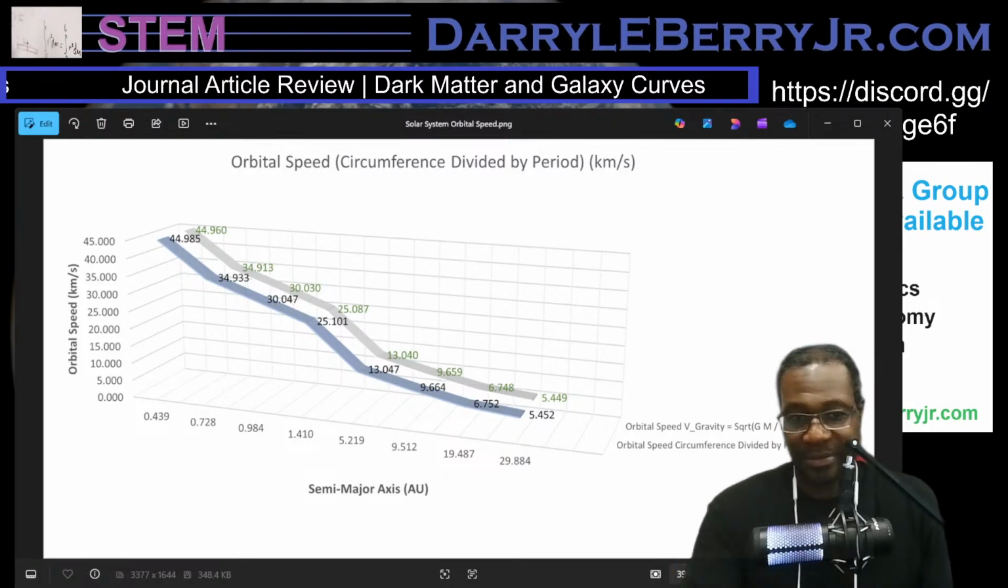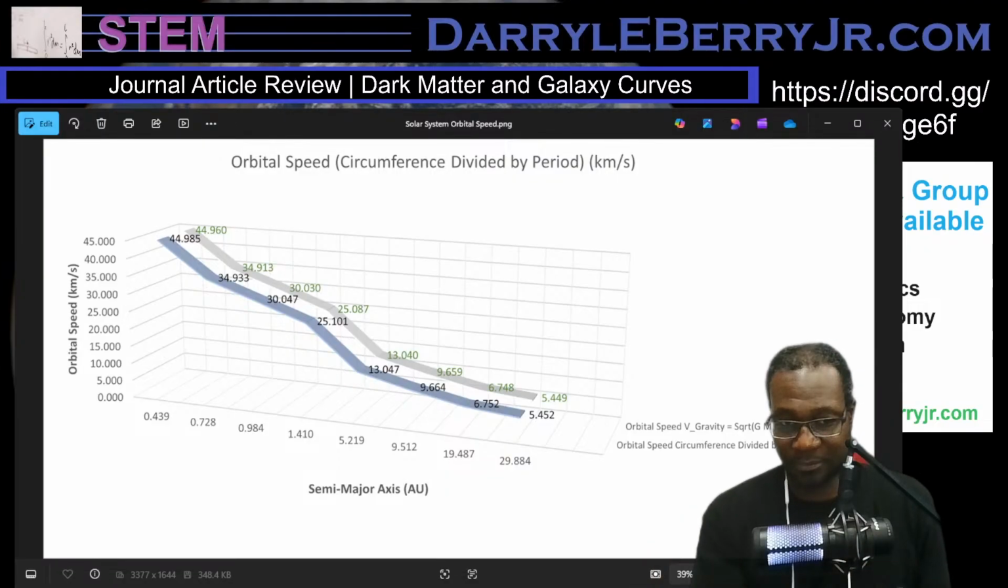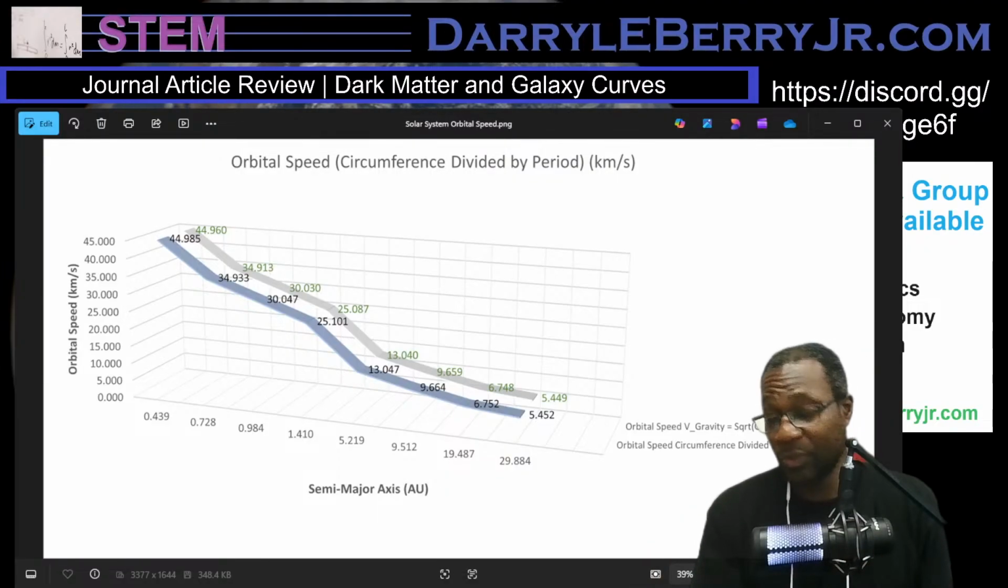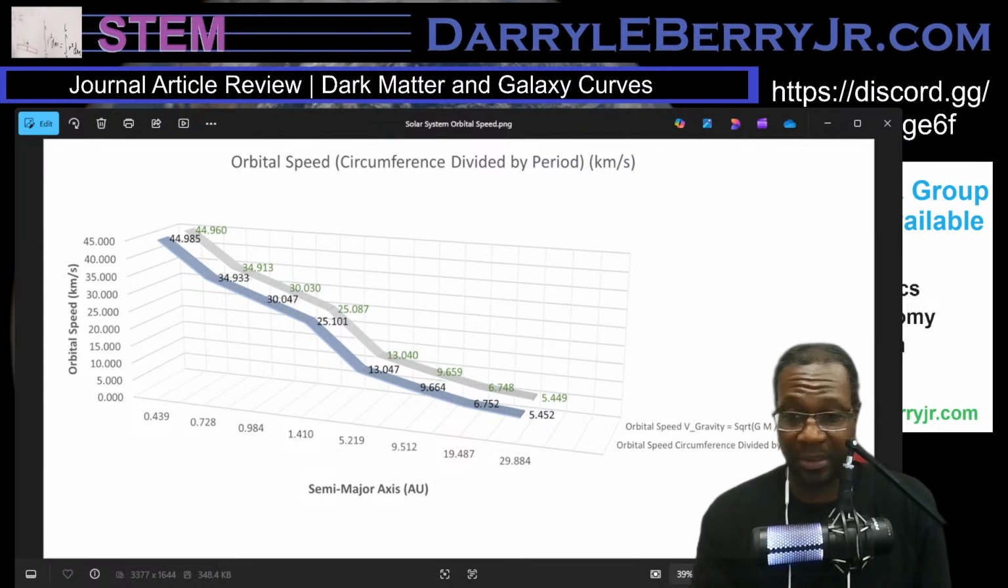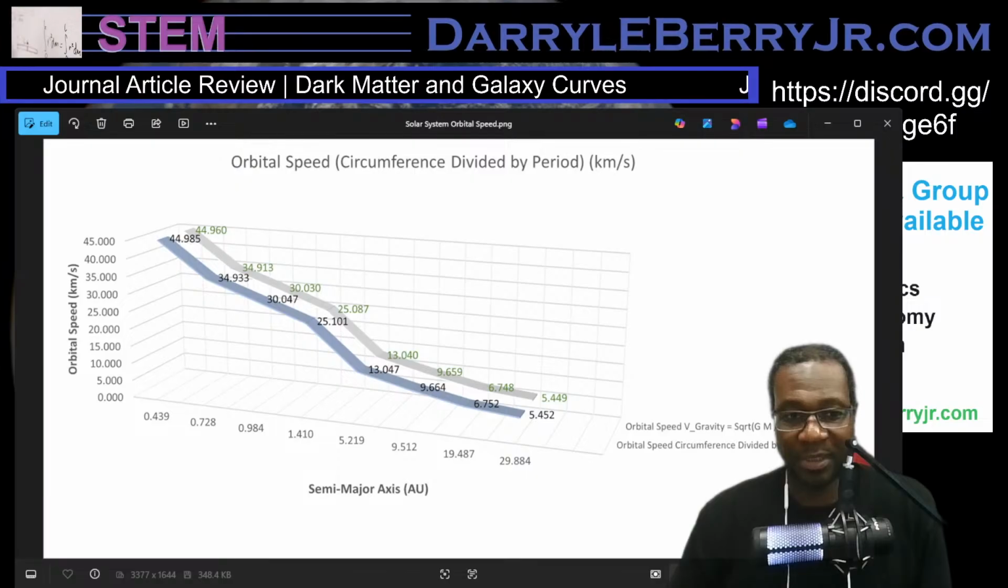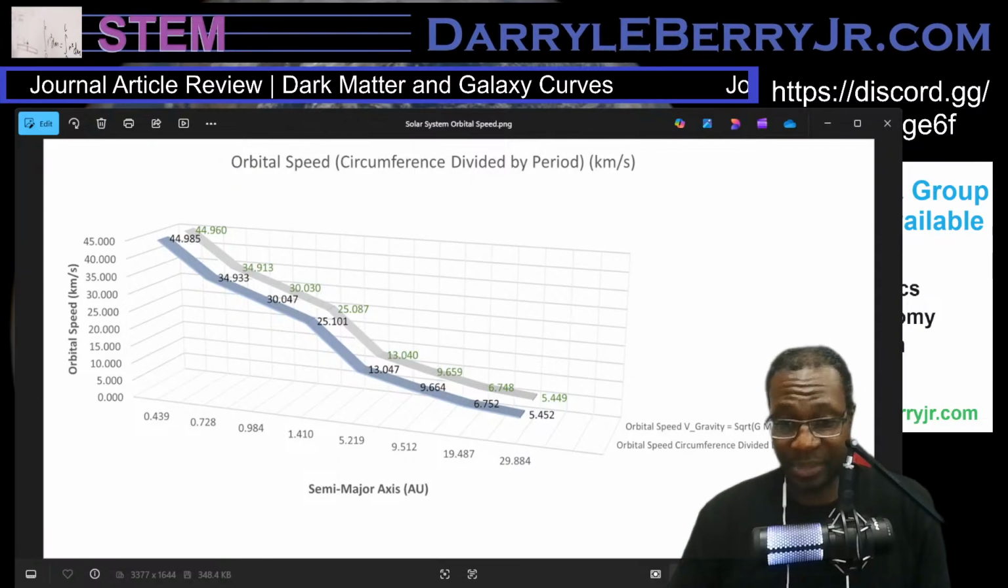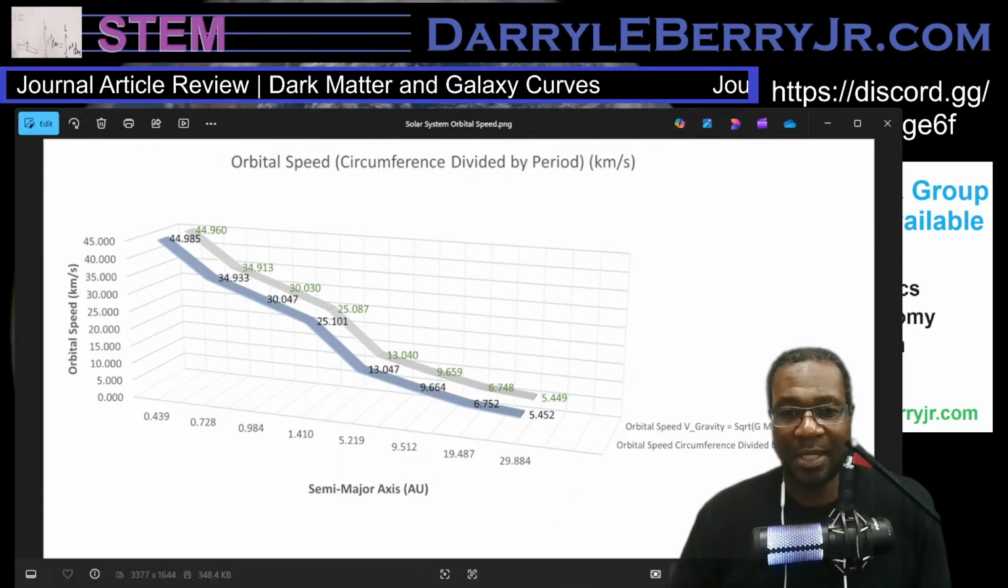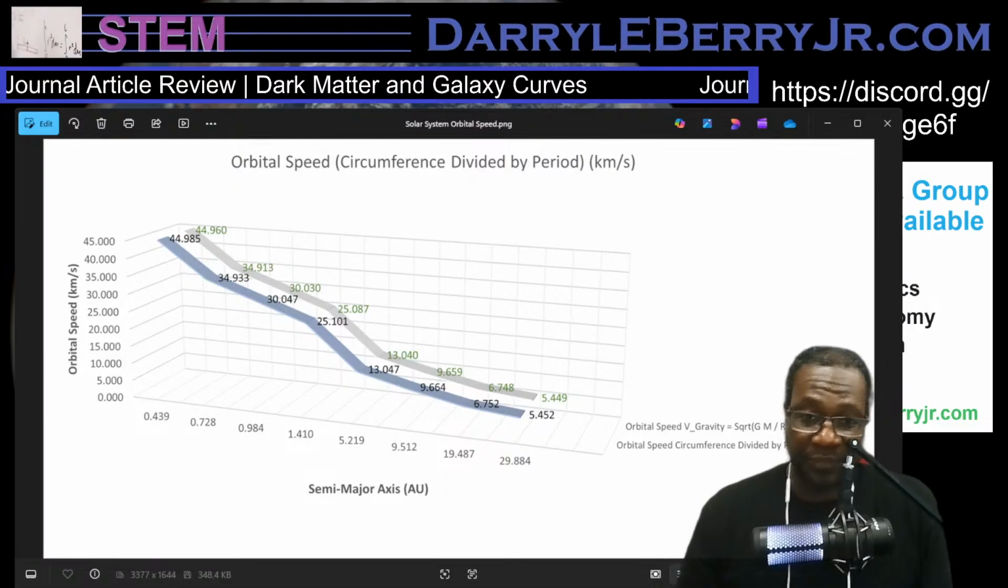So what I did was I took the distance from the sun. I used Kepler's laws to get the period of orbit, which does match the gravitational period and other data. And then I used that to get the velocity.